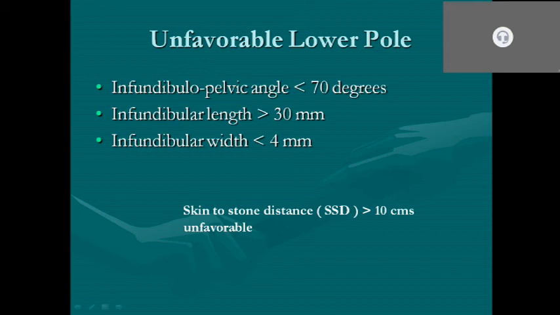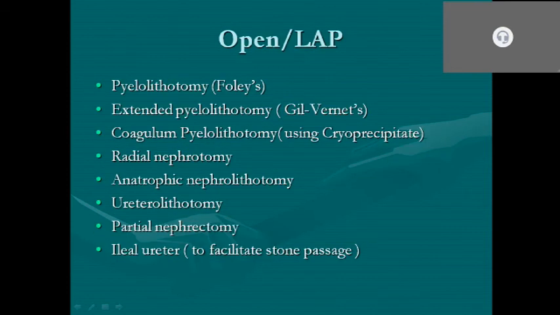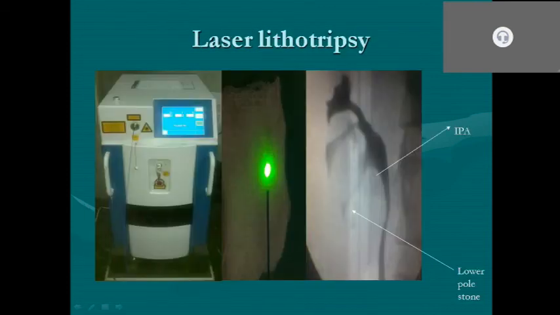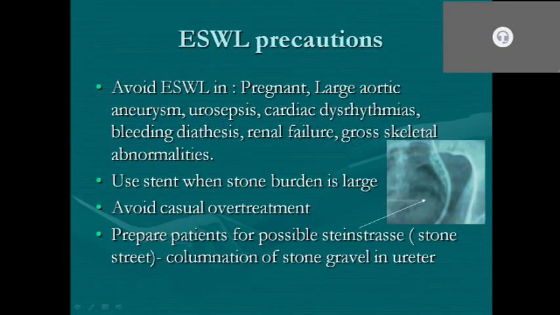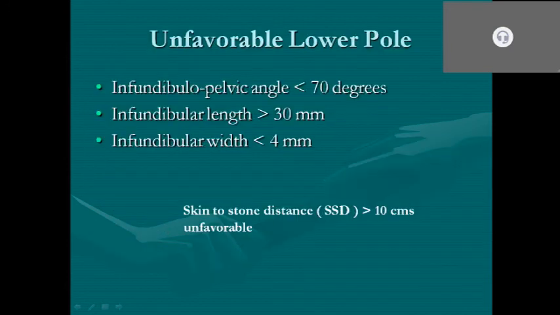Infundibular length more than 30 mm and width less than 4 mm. If the infundibular length in the lower pole is longer, it will be difficult, even after disintegrating the stone, for it to come out from here and pass off. So length should not be more than 30 mm. And if the infundibulum is very narrow, less than 4 mm, it is the same thing. The stone will be difficult to pass off after disintegration.